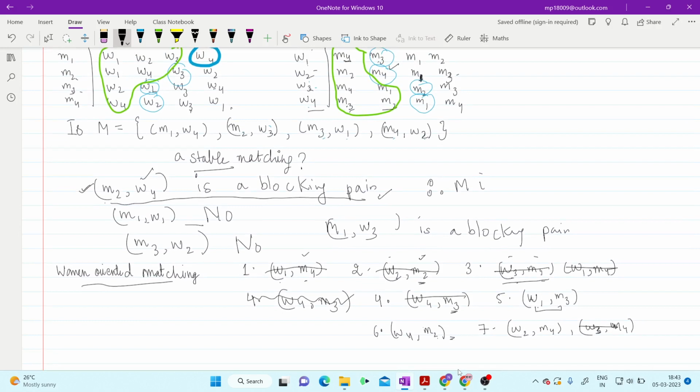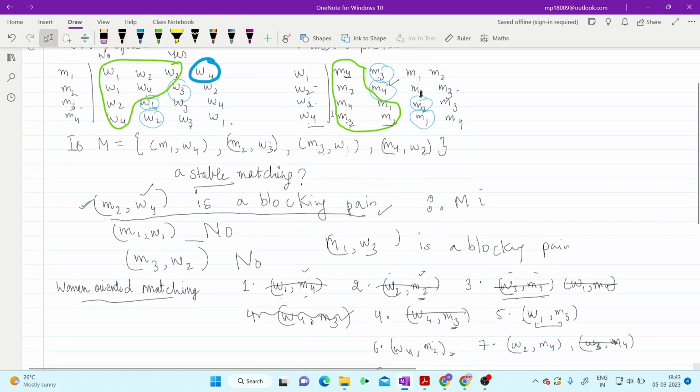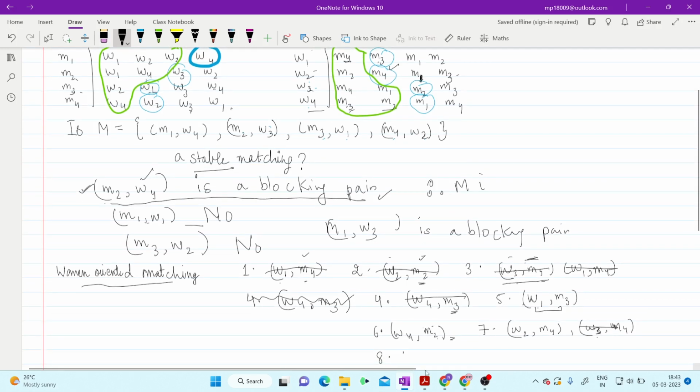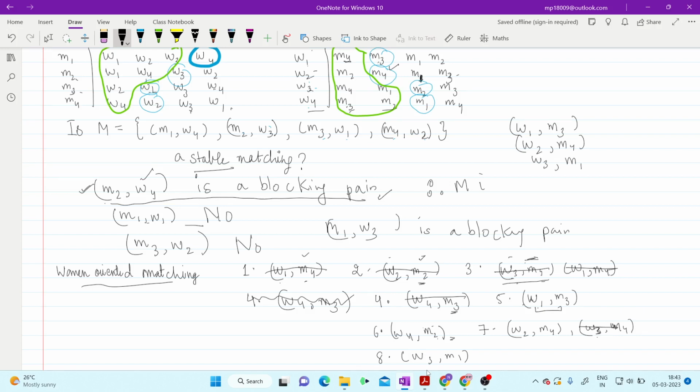And now at the 8th step, W1, W4, W2. Now we look at W3. W3 has already approached M4, so now W3 will approach M1, and M1 is free. So we see that this is our stable matching. Our stable matching is W1 M3, W2 M4, W3 M1, and W4 M2.